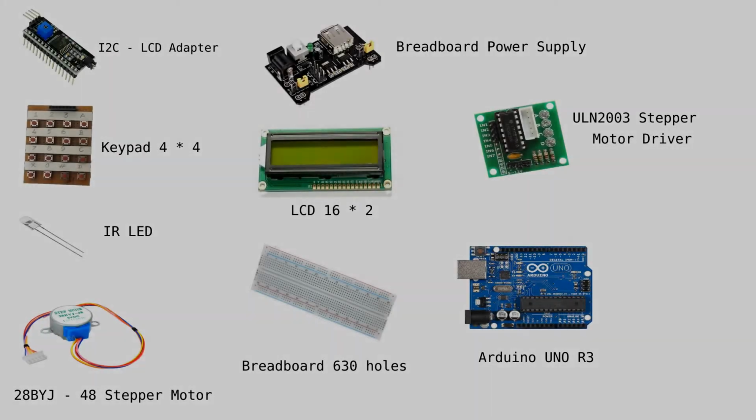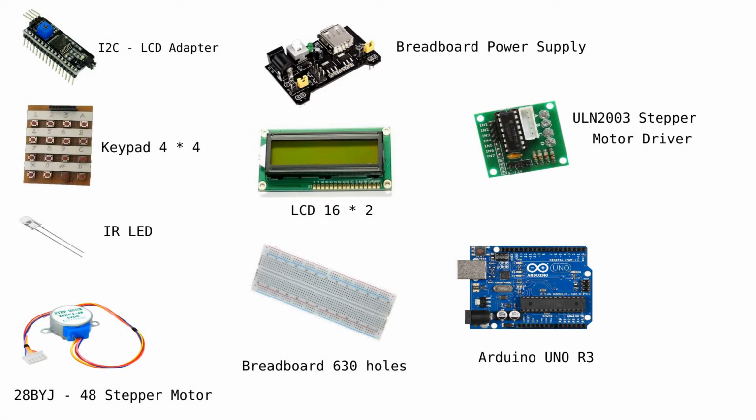The system contains the following electronic components. Circuit diagram and code is in the description. The LCD, keypad, and I2C form the UI for the Arduino. The breadboard power supply acts as an adapter in order to power a stepper motor from a laptop USB port. The stepper motor driver allows the Arduino to control the stepper motor that is connected to the rotating platform. The IR LED is for triggering the camera to click a picture, and finally, the Arduino acts as a brain that is controlling the entire system.